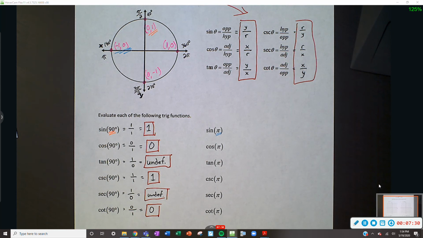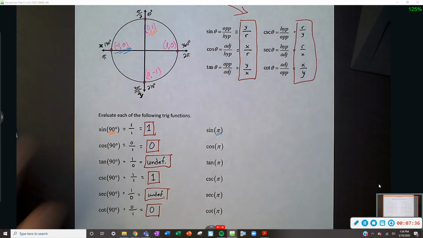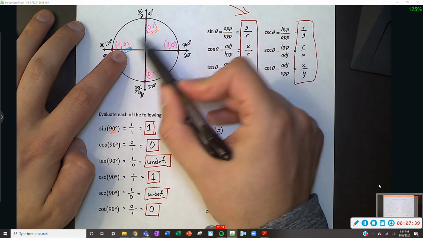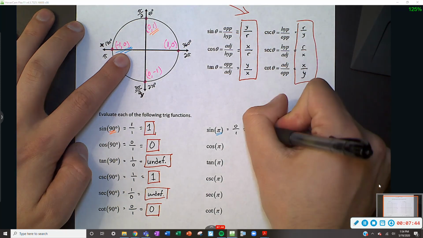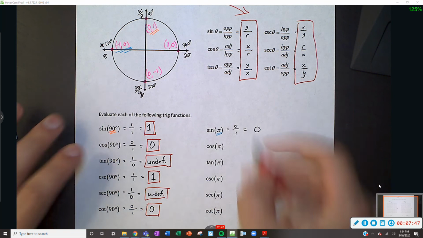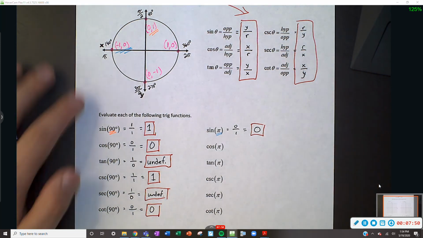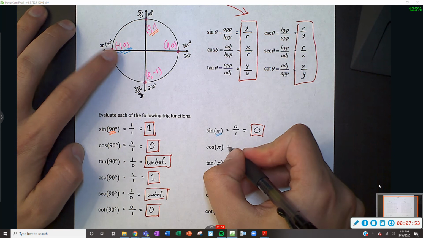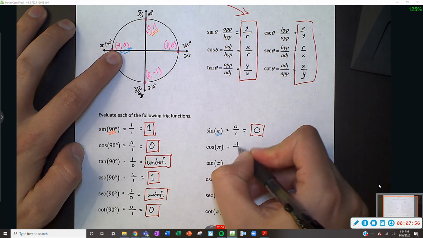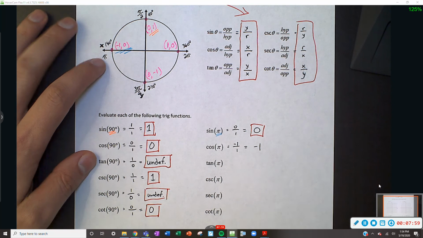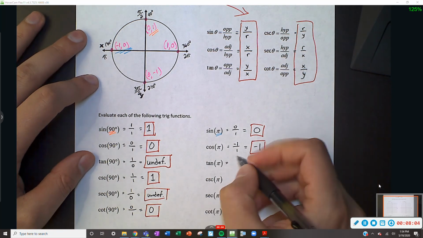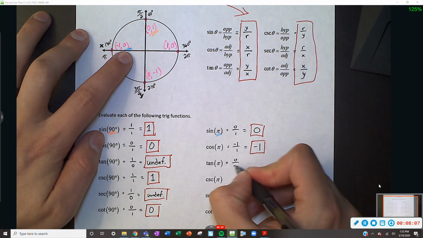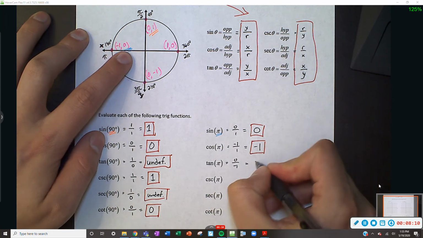First up, again, we'll do sine. So sine of pi, sine is y over r. The y value this time, last time the y value was 1, but now the y value is 0. So this is 0 over 1, which is 0. Again, that radius is always going to be 1. Cosine is x over r. So this time the x value, negative 1 over 1, simplifies to negative 1. Tangent is going to be y over x. So 0 divided by negative 1 is going to be 0.